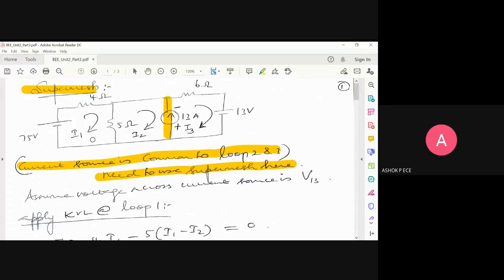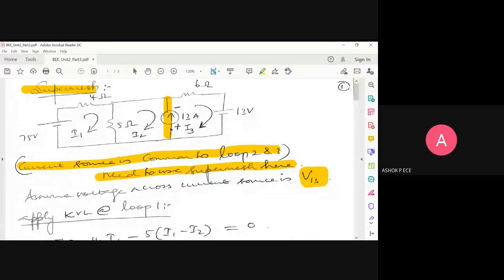Since you have three loops and I'm going to apply KVL, I'm going to assume the voltage across the current source as V13, because it is a 13 amp source, right? Current is going from bottom to top, so the bottom polarity is plus and the top polarity is minus. For now, you have to think of this as a voltage source with polarity V13. When you're applying KVL, you should assume the current source to be a potential voltage source with polarity V13, plus at the bottom and minus at the top.